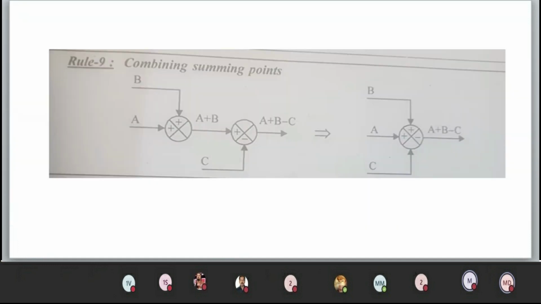Rule number 9 is very simple. It is a reversible sequence of rule number 8. You're going to combine summing points. You have 2 inputs, 2 summing points, A plus B minus C. So if you combine all the 3 inputs together, A plus B minus C, that is all. Okay. So you can understand these points easily.